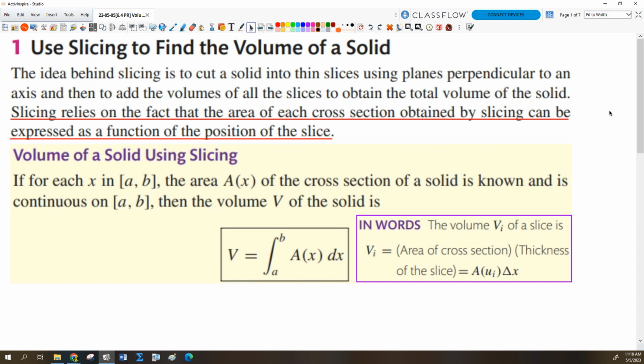So this is what we might call the method of slicing, or cross sections. So what does this do here? What is this method? How is it useful? How is it different than what we did yesterday?